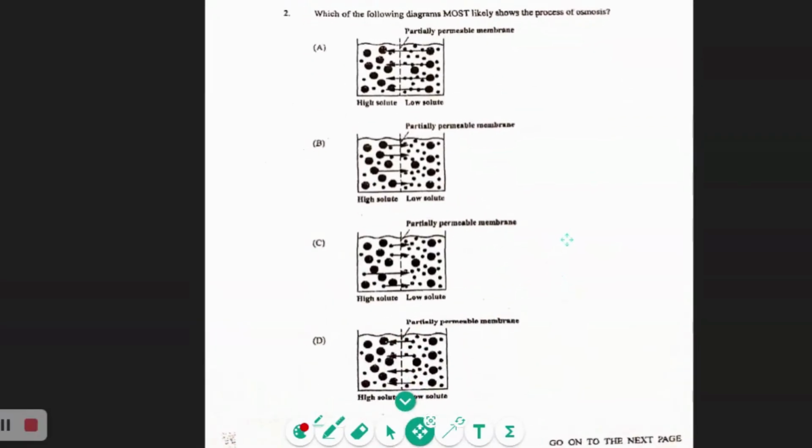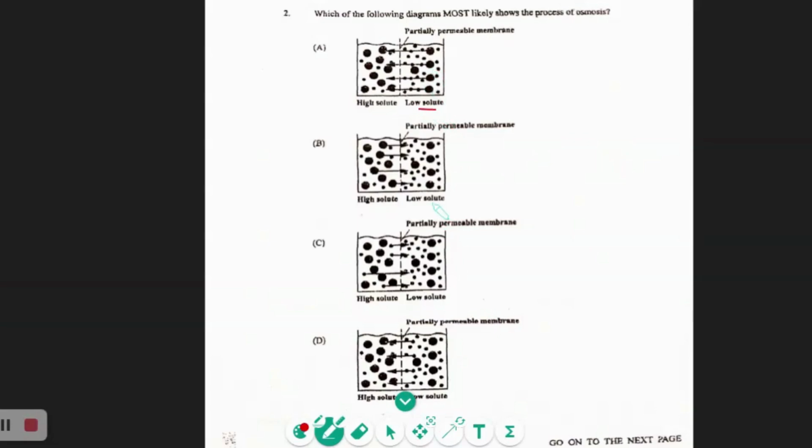Second one, which of the following diagrams most likely shows the process of osmosis? Osmosis is the movement of water particles from an area of high concentration to an area of lower concentration. So where do we have a high concentration of water molecules? We have the higher concentration of water molecules on this side with the low solute.